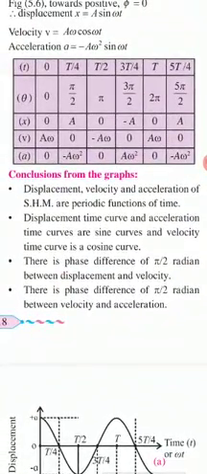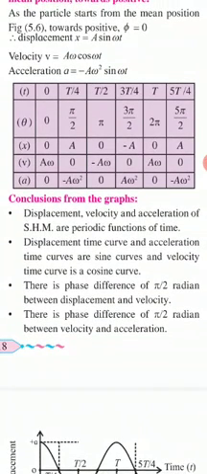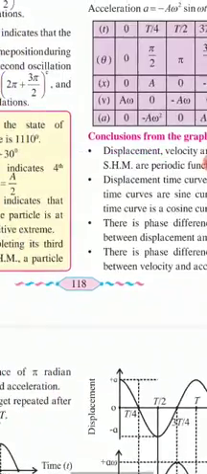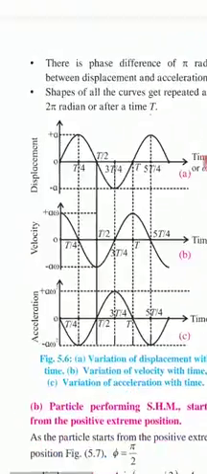Similarly for acceleration also. Acceleration a equals minus a omega square sine omega t. Again you have to use here initially theta equal to 0. What is sine 0? Sine 0 is nothing but 0. So again it will be 0. So it will start this graph at the 0 point, that is, it will start at the mean position.